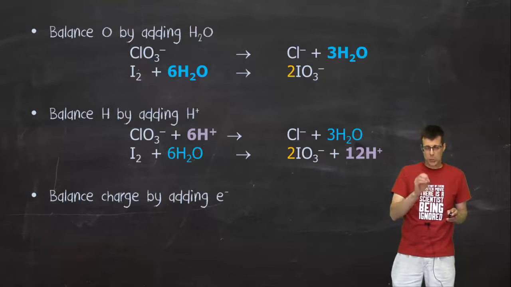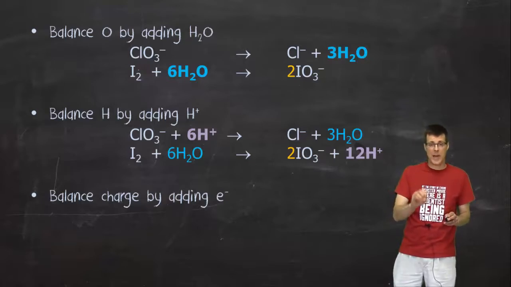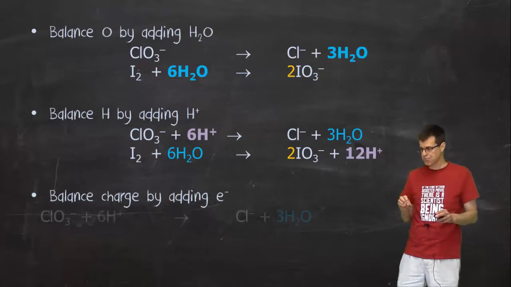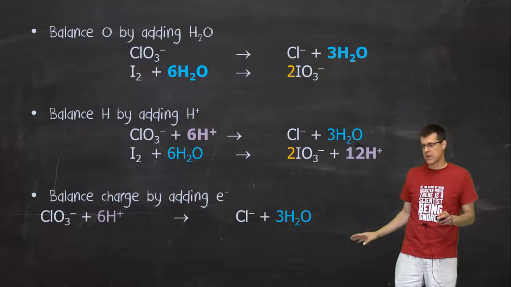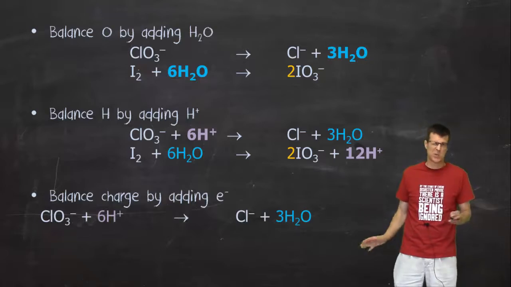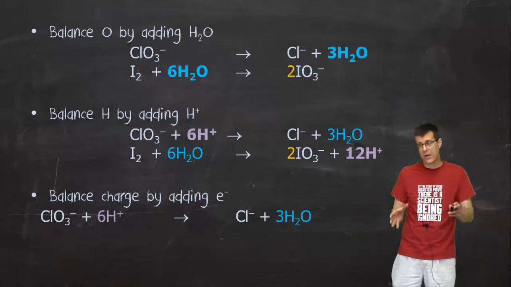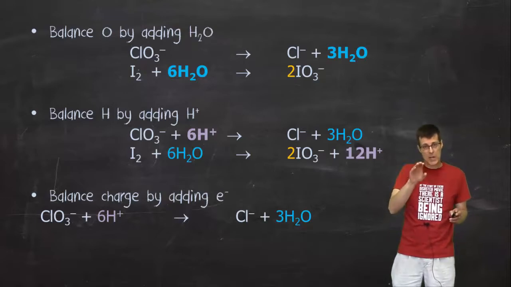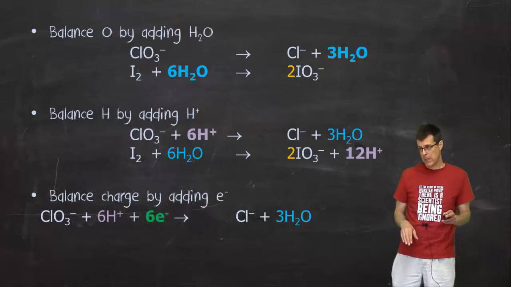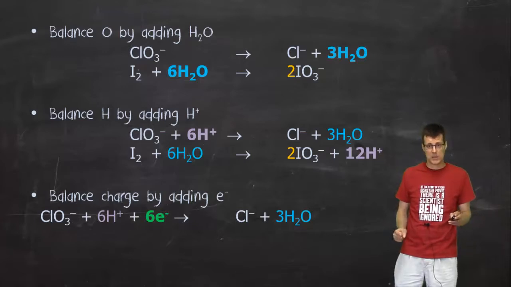Here's where things get weird. Electrons are negative, so I have to think about it in terms of adding negatives. Okay, so far on the reactant side I have a -1 and a +6, or 6 pluses. So I've got a total of 5 pluses on the left, and I've got 1 minus on the right. So I'm going to bring the 5 plus all the way down to 1 minus. So I add 6 electrons.